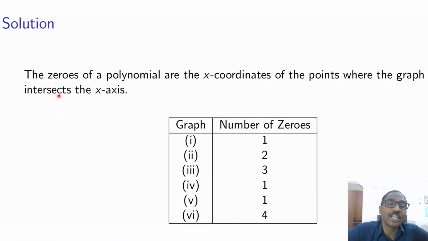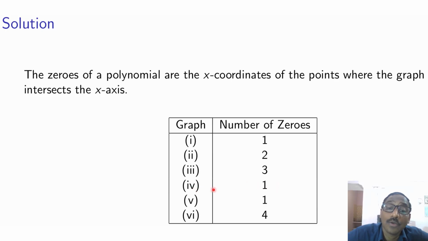Here is the solution. The zeros of the polynomial are the x coordinates of the points where the graph intersects the x-axis. In graph 1, the curve intersects the x-axis at one point. In graph 2, the graph intersects the x-axis at 2 points, so 2 zeros. In graph 3, it intersects the x-axis at 3 points, so it is having 3 zeros.